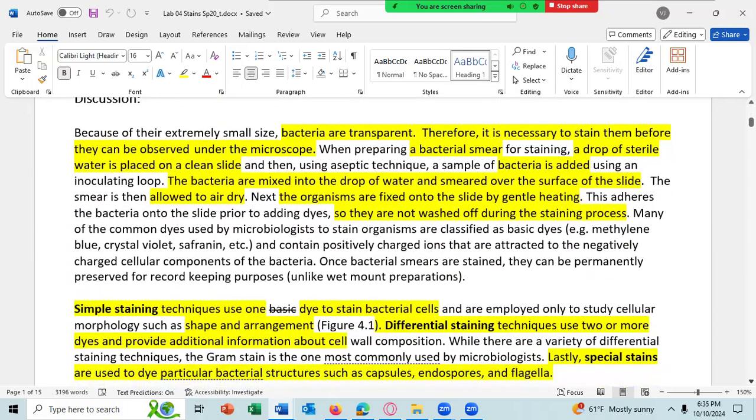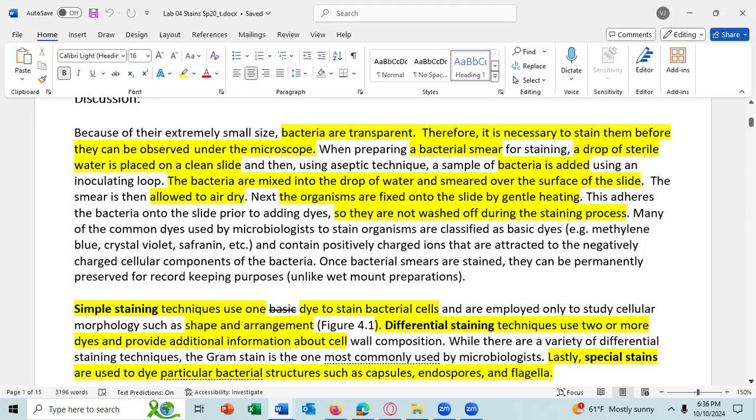Because of their extremely small size, bacteria are largely transparent. It's also because they're mostly water. Therefore, it is necessary to stain them before they can be observed under the microscope. And let me state that's for most bacteria or most microbes. There are a few which are colored, meaning they have their own color, but most of them are not.